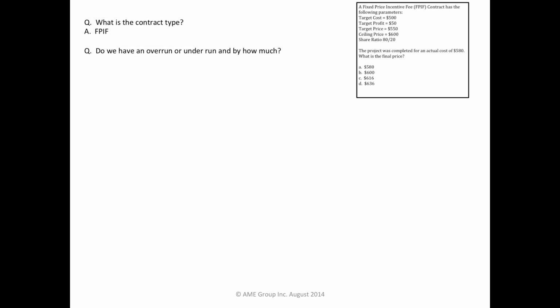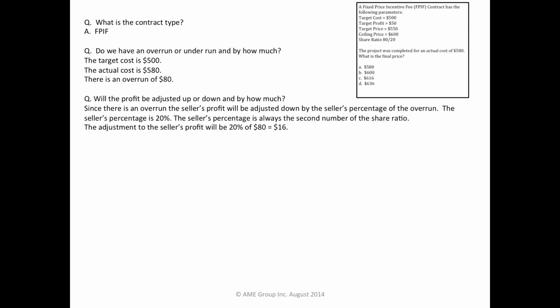Do we have an overrun or an underrun, and by how much? The target cost is $500, the actual cost is $580, therefore there's an overrun of $80. Will the profit be adjusted up or down, and by how much? Since there's an overrun, the seller's profit will be adjusted down by the seller's percentage of the overrun. The seller's percentage is 20%. This comes from the second number of the share ratio. The adjustment to the seller's profit will be 20% of the overrun of $80, which equals $16.